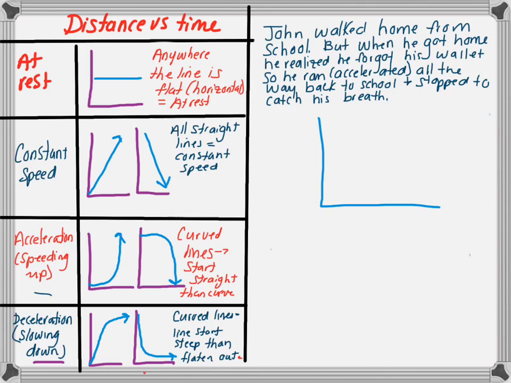So John, I'm going to do this part right here. He walked home from school. Let me put my labels, distance and time. So he's coming from school. This is home. So he's walking home. He got home, apparently, because it says when he got home. That's not very straight. Let me try it again. Okay, so walking home from school. When he got home, he realized he forgot his wallet. So he's not moving at this time that he realized this. He's stopping.